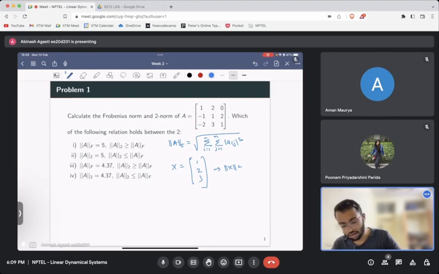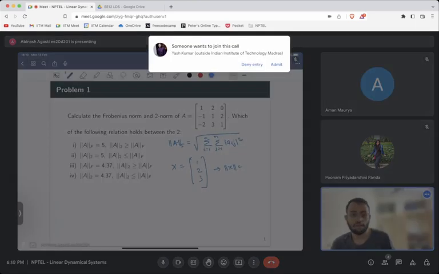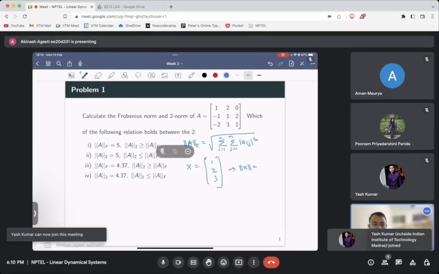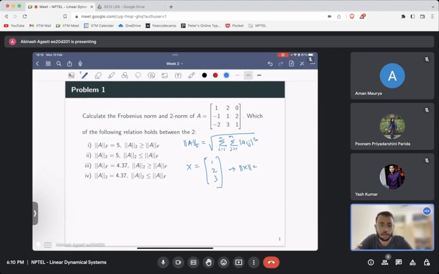Just a minute. Yeah. So yeah, we were discussing the relation between Frobenius and two norm for this particular matrix A. Yeah, Aman, you were saying something about the normal Euclidean norm of this vector x. Okay, how do you get to this value?